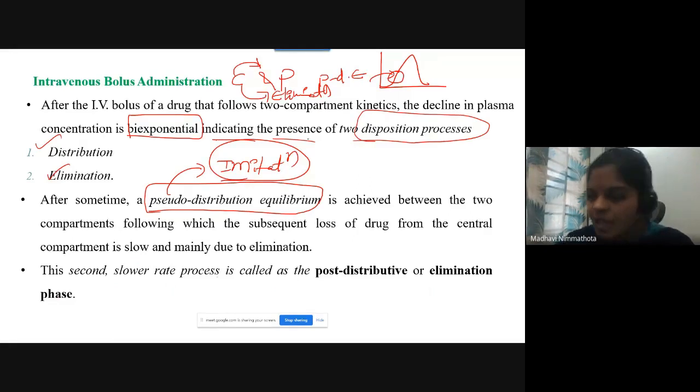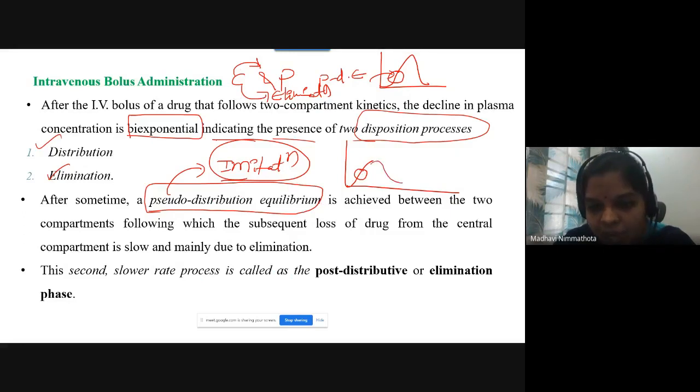See here, nothing is there. Don't get confused. After some time, it will achieve pseudo distribution equilibrium between the two compartments, central and peripheral. So here the drug is getting eliminated out. So the concentration of the drug in the central compartment is low, or there is a loss of drug happening from this central compartment. This loss is happening due to drug elimination. Then there is a second, slower rate process after this pseudo distribution equilibrium.